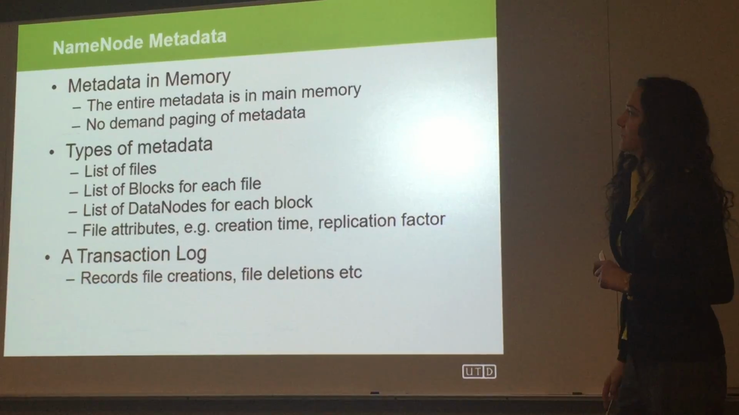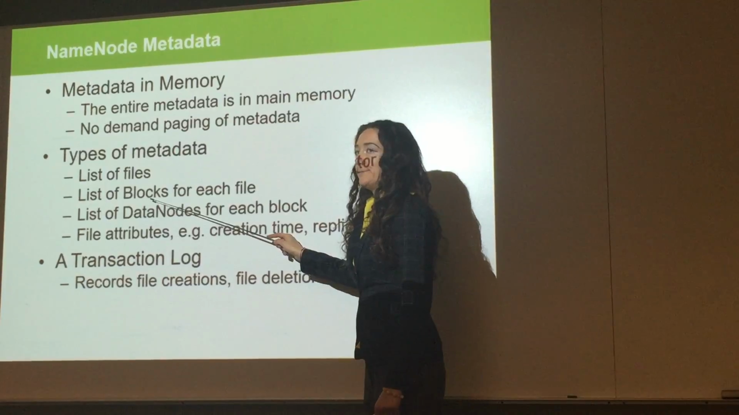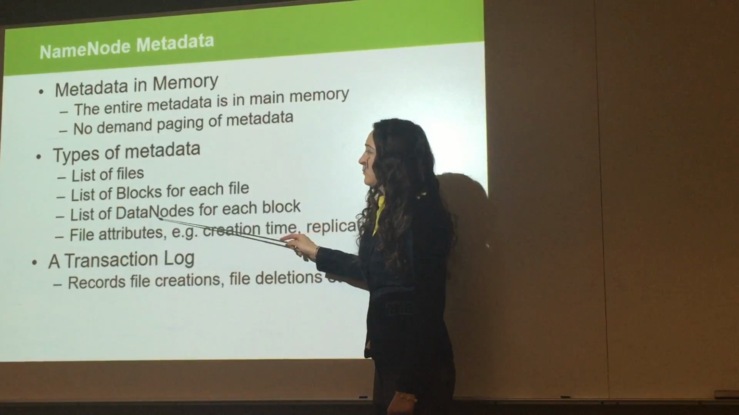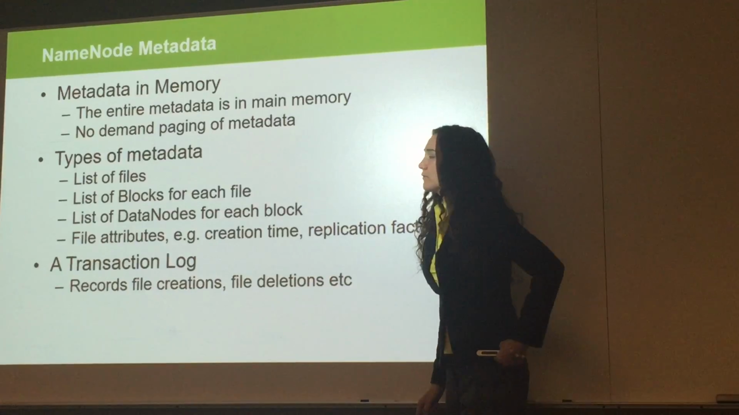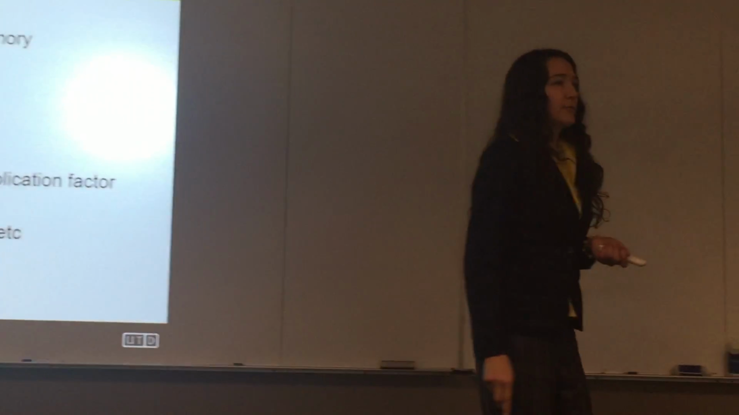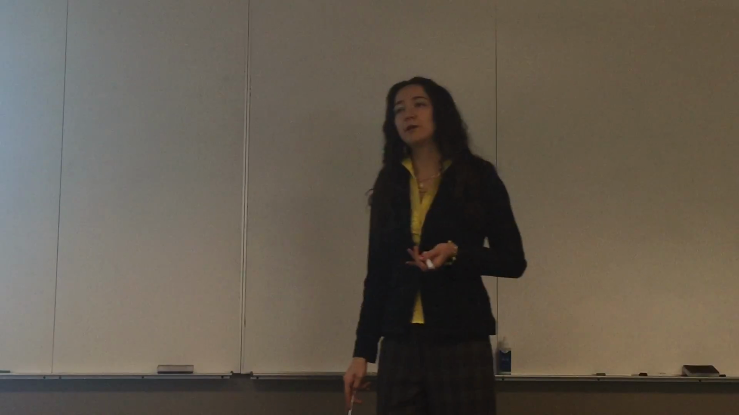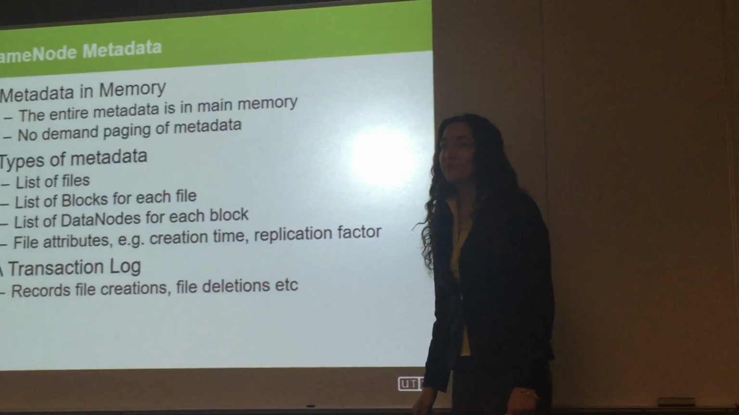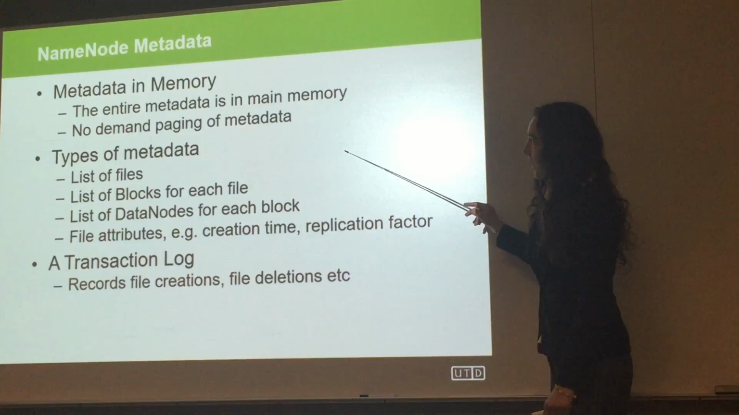The types of the data that it is storing is the list of all the files, the blocks that are part of these files, and where are the blocks. So a list of data nodes for each block. What could be information about files? The same as you have on your local file system. The name of the file, the owner who created the file, at what time the file was created, when the file was last modified, and what is the size of the file, and all of that. That's part of the attributes of the file.